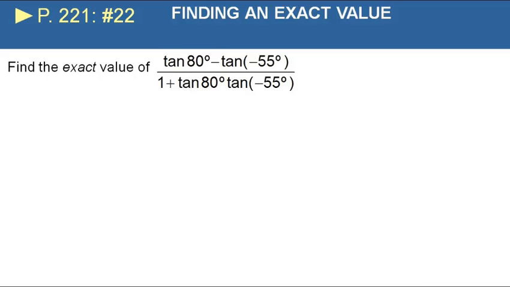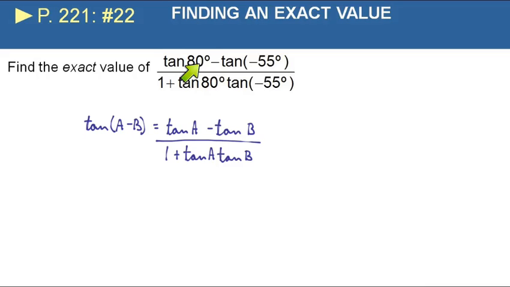Okay, here's kind of a similar one. This is from exercise 22 on page 221. It says find the exact value of, and it's got this formula here. This looks like one of our tangent identities. In fact, it is the tangent of A minus B. It looks like the A is 80 and the B is negative 55. That means I'm going to plug in here 80 minus negative 55, which is 80 plus 55, which is 135.